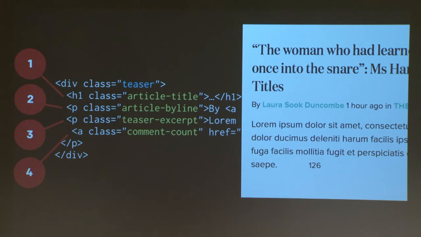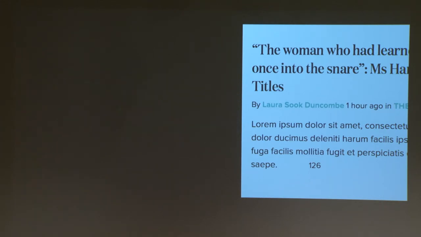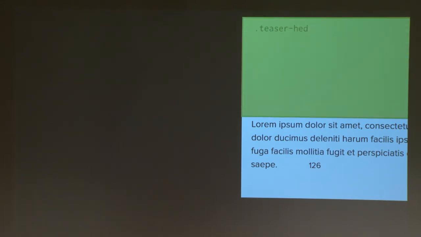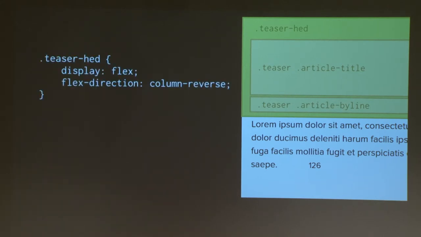So off this very basic looking foundation, what we could then do is surround the two lead pieces of information with some sort of containing element in the document. Let's say a div with a class of teaser head or what have you. And with that little extra bit of scaffolding in place, we could then apply a little bit of light flexbox to the container that would basically announce two things. It would declare the container as a flexible box, and then it would basically set the flex direction to column reverse.